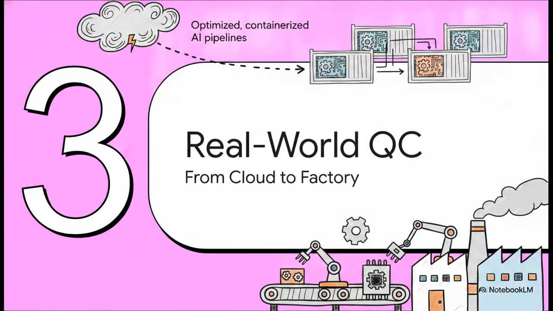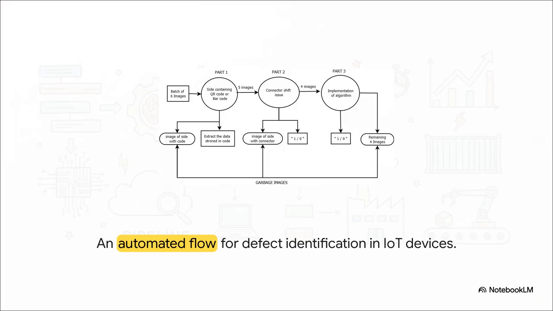All right, Section 3, Real-World Quality Control. We're zooming out again, taking our optimized, containerized pipelines out of the cloud and dropping them onto the physical factory floor. This academic flowchart is super cool. It shows exactly how a robust, 3-part automated quality control pipeline works for inspecting IoT devices on an assembly line.